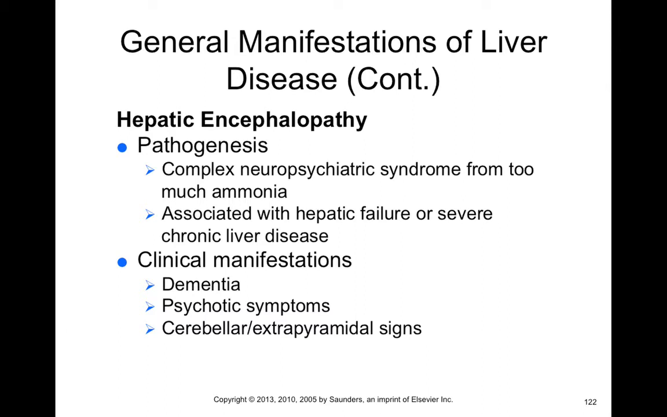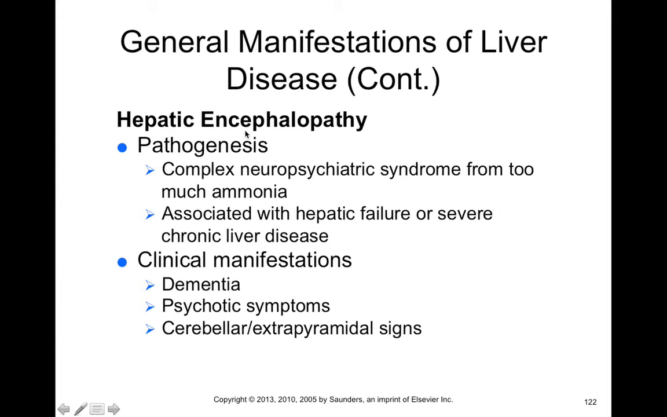Now, another interesting sequela of liver failure is hepatic encephalopathy, and it's a complex neuropsychiatric syndrome from too much ammonia in the blood, and it's associated with hepatic failure or chronic liver disease. But due to this ammonia accumulation in the bloodstream, you'll see things like dementia, psychotic symptoms, as well as cerebellar and extrapyramidal signs. So they'll have difficulty with normal movements. And these are sort of an odd neurological consequence of this waste, ammonia, building up in the bloodstream due to liver failure.